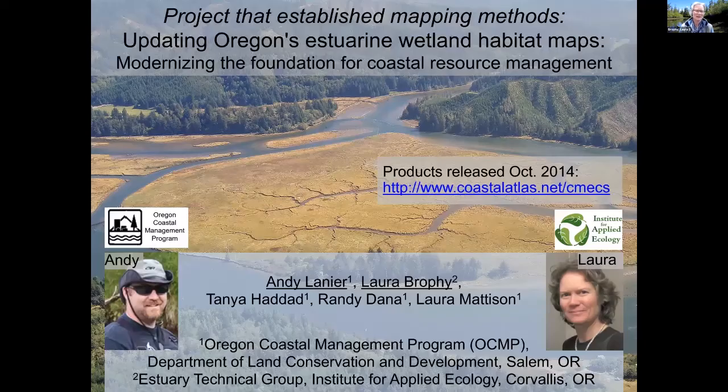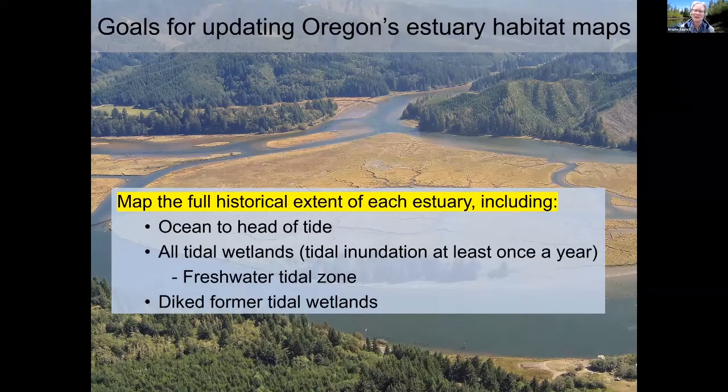The project that really enabled us to begin this mapping work was this team effort with the OCMP. Andy Lanier headed this project up. And our goals in this project were to update Oregon's estuary habitat maps, and we did that. And we wanted to do it in a certain way. We wanted to make sure we mapped the full historical extent of each estuary from ocean all the way to head of tide, and that we included all the tidal wetlands, not just the salty ones, but also the freshwater tidal wetlands, and that we also included former tidal wetlands that are diked because those are potential restoration areas, and that's pretty important to know where those are.